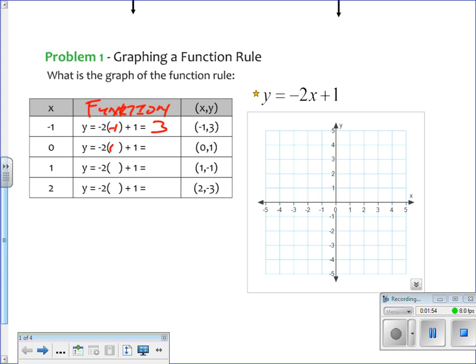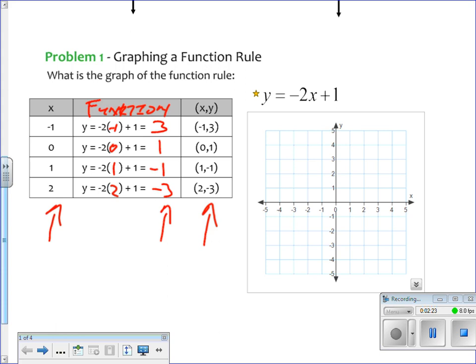Put in 0 for x. -2 times 0 plus 1 is 1. Put in 1 for x. -2 times 1 is -2 plus 1 is -1. And put in 2 for x. -2 times 2 is -4 plus 1 is -3. These are our x coordinates. These are our y coordinates. Put them together, we get our xy coordinates. And we plot them.